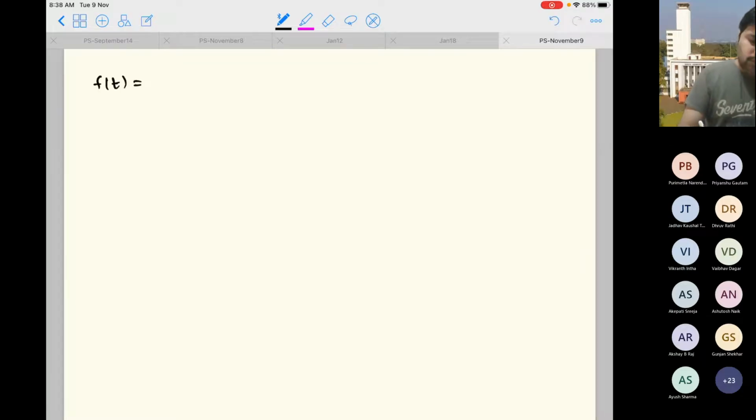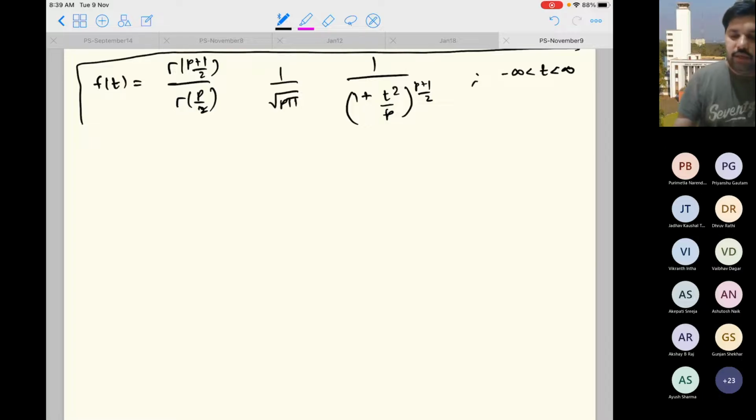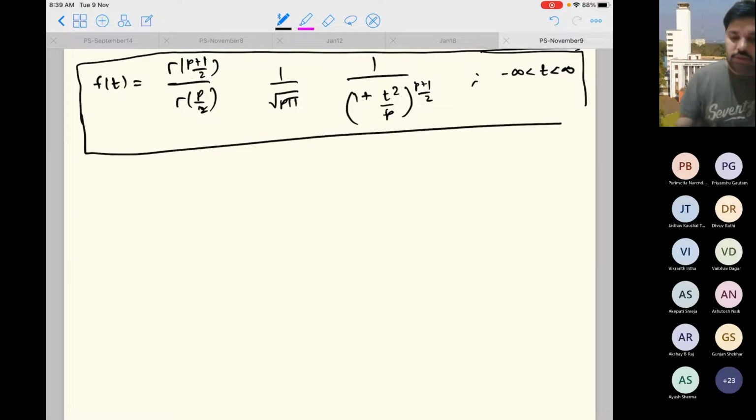So f(t), you will get gamma of (p plus 1) by 2 divided by gamma of p by 2, into 1 upon root of p pi, and 1 upon (1 plus t square by p) to the power (p plus 1) by 2. This is what you will get. And what is the range of t? The range of t is minus infinity less than t less than infinity. So this is actually the PDF of the t distribution, the PDF of u divided by square root of v by p, right?